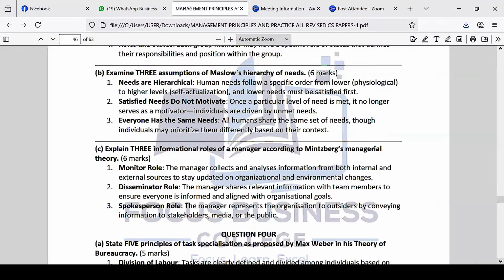And number three is what? Everyone has the same needs. So according to Abraham Maslow, everybody in this world has the same needs, which is not true. People have got different needs, even different motivations. That's very true, if you happen to read widely and look at what is considered success in some countries. Now, he said that everyone has the same needs.